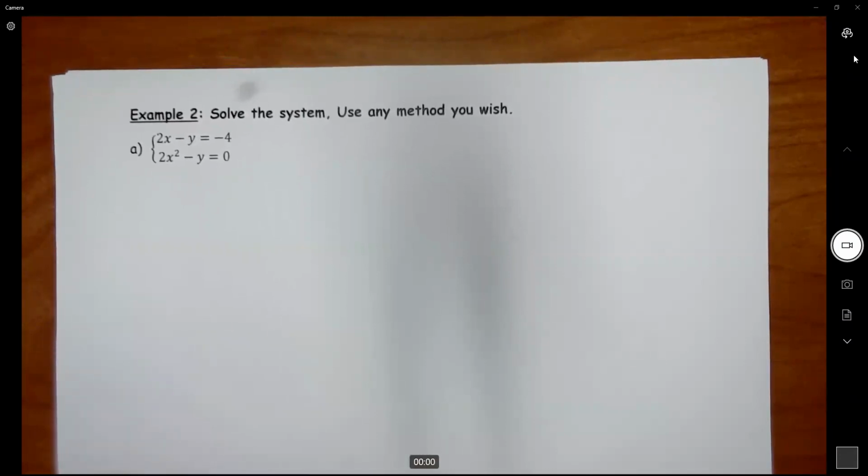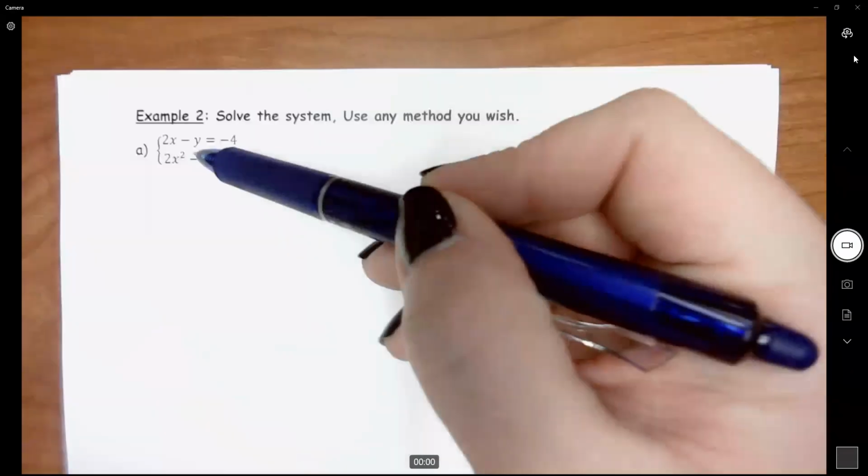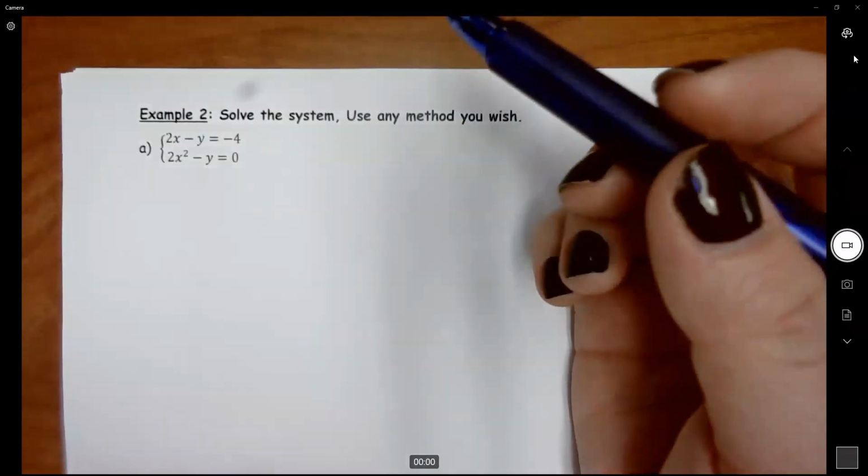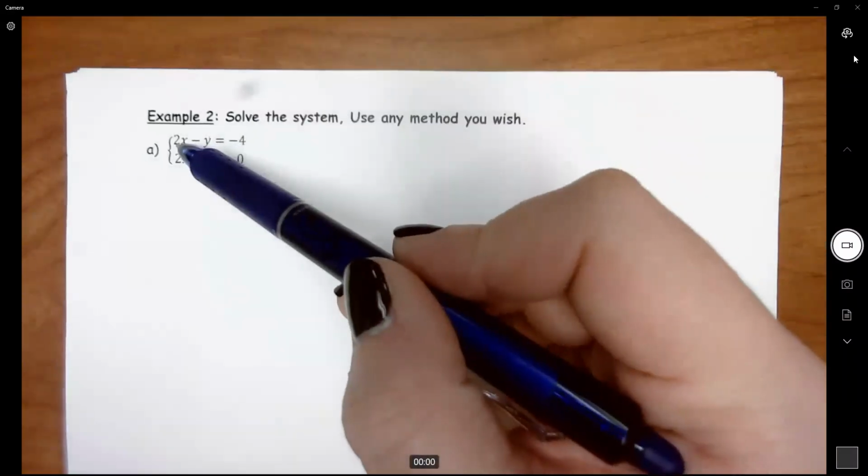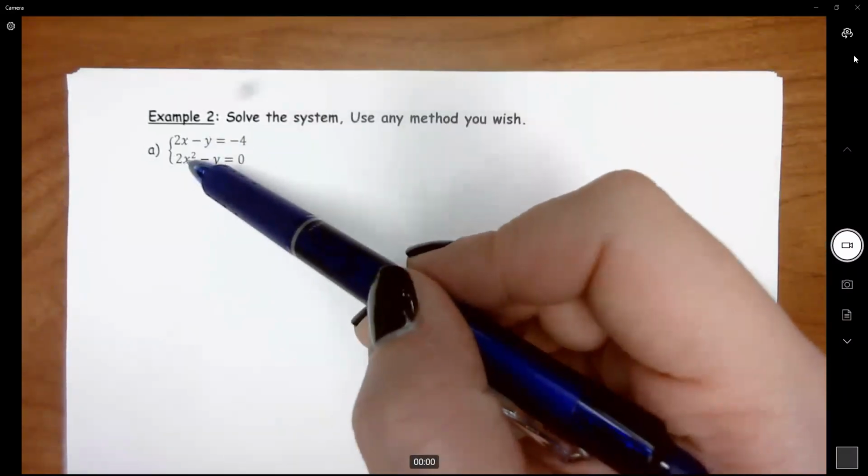Sometimes the way that they're set up, you can only use substitution or you can only use elimination. But for the most part, you can use either one. And so it's just kind of a preference. So on this first one, my y's are pretty close to canceling out. Notice here that I do have an x and an x squared.